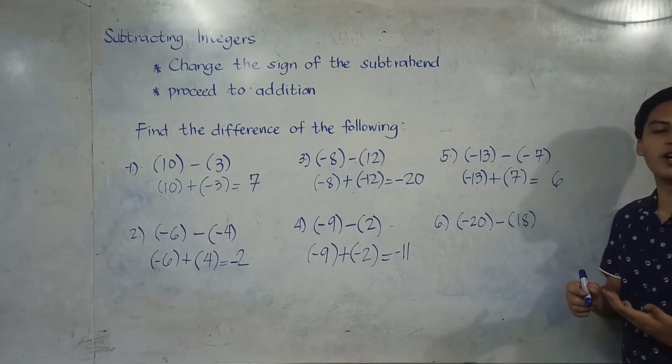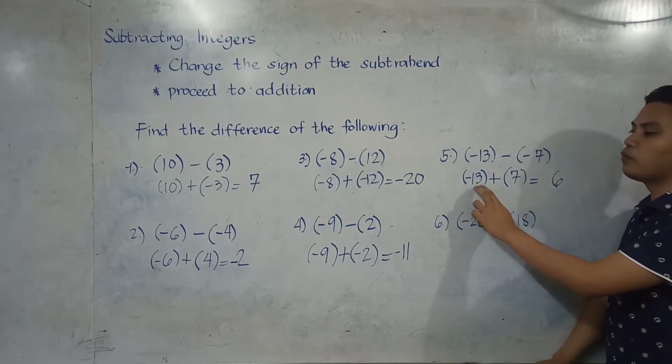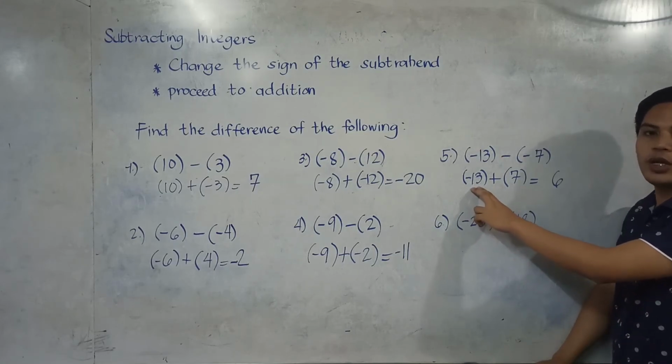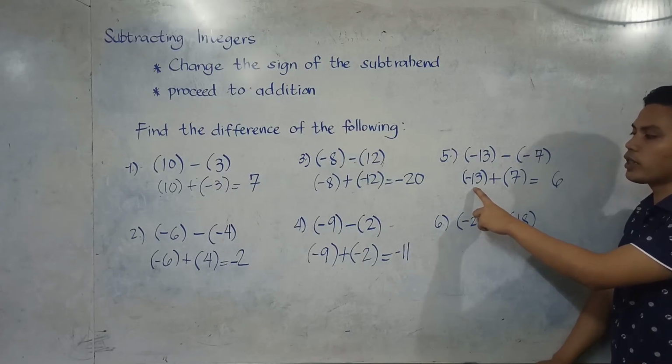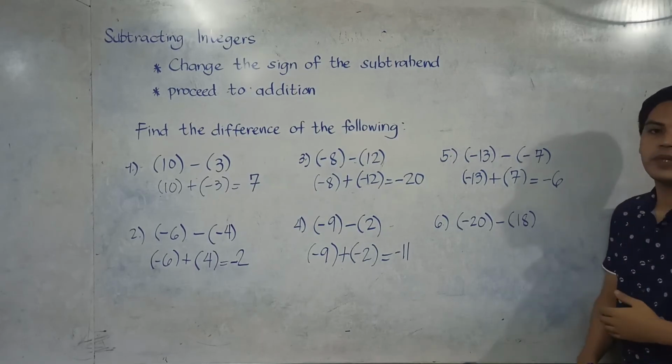Then, copy the sign of the integer with a greater absolute value. So, mas malaki yung absolute value ng 17. Kaya yung sign ng 17 yung ipapalo natin. So, anong sign ng 17? Ang sign niya is positive. Kaya, ang final answer natin would be positive 4.